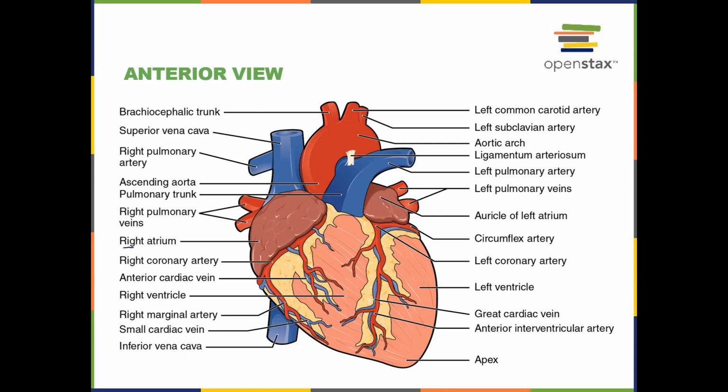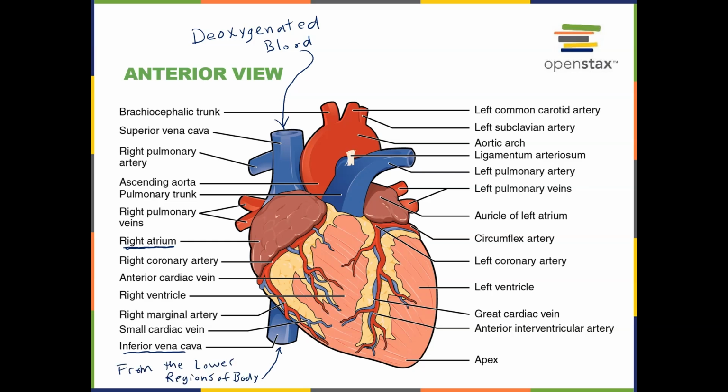We'll start by focusing in here on the right atrium. The right atrium receives deoxygenated blood coming from the systemic circuit. So this blood has delivered oxygen to cells and tissues all throughout the body. The inferior vena cava is draining deoxygenated blood from the lower limbs as well as the abdominal pelvic cavity, whereas the upper regions of the body, the head and the upper limbs, are draining blood in through the superior vena cava.